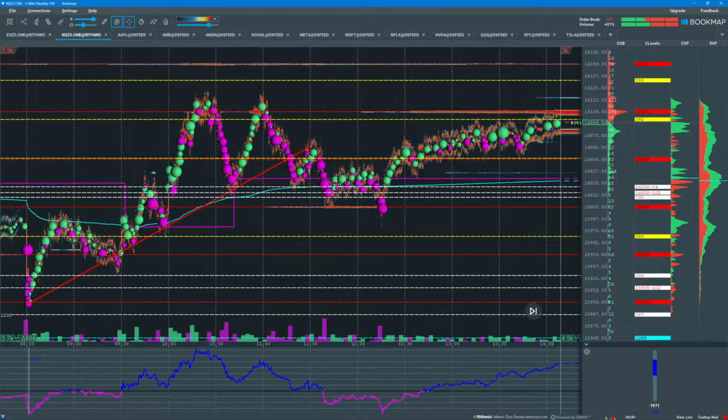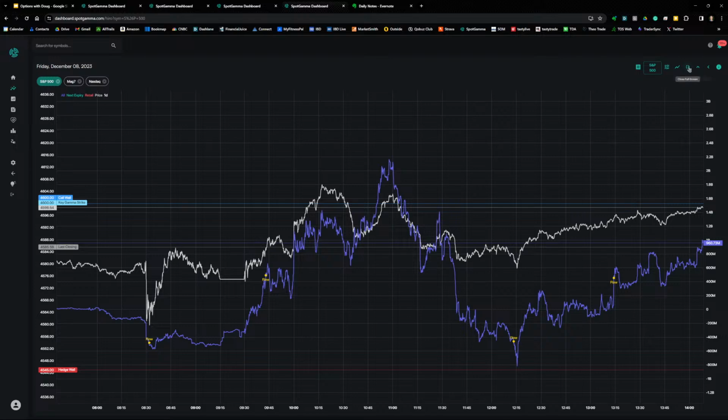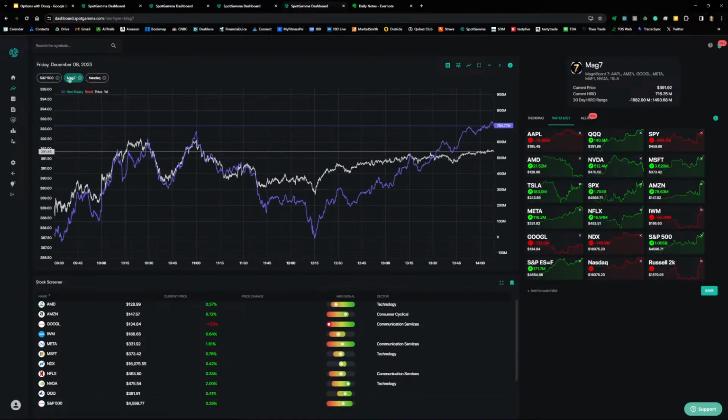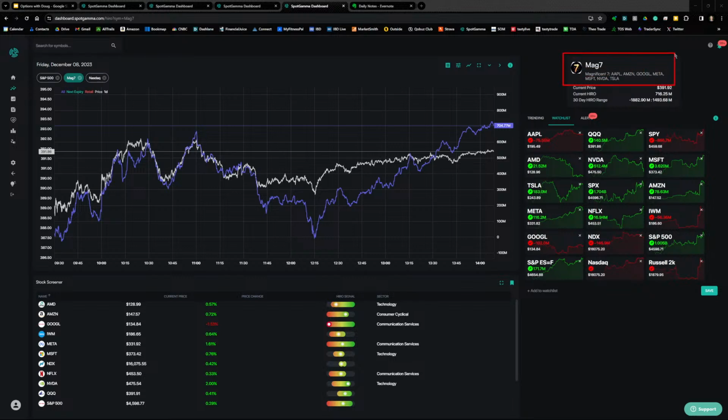Let's go back to Hero now. First thing I want to do is take a look at the Magnificent Seven. So I mentioned this before. Just like the S&P 500, this is a combined signal. In this case, for the 7 stocks known as the Magnificent Seven. That's Apple, Amazon, Google, Meta, Microsoft, Nvidia, Tesla. And notional value for today is positive.